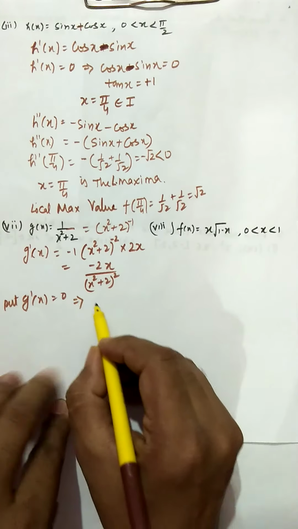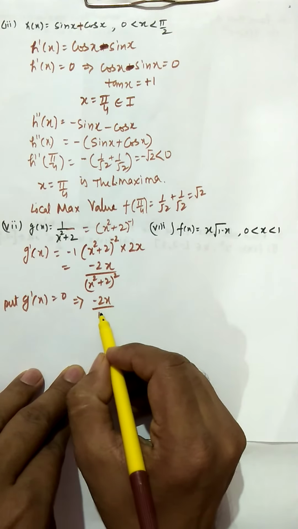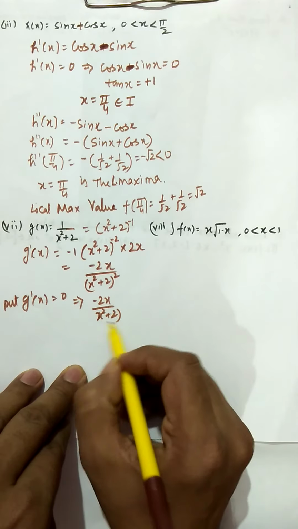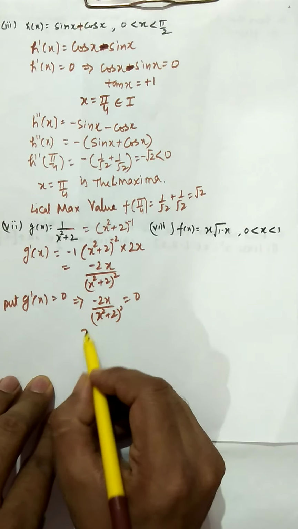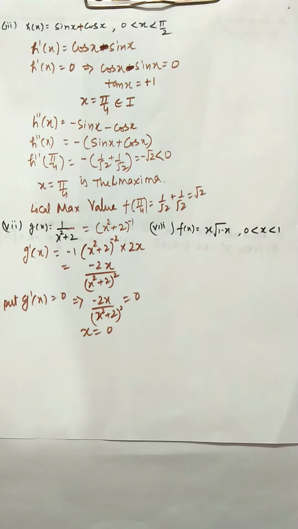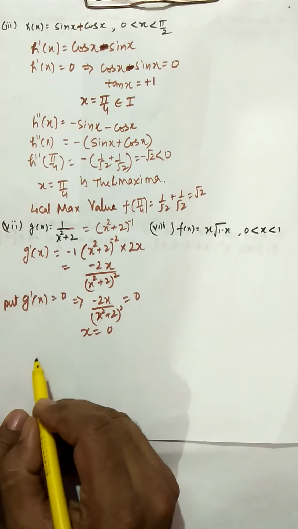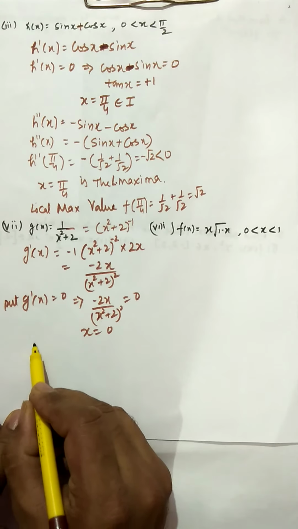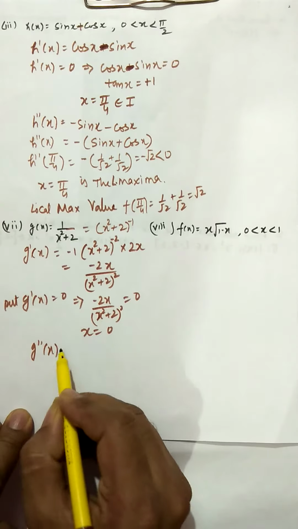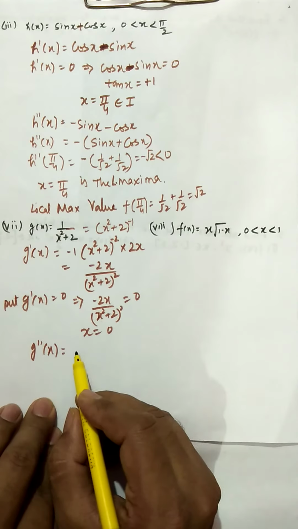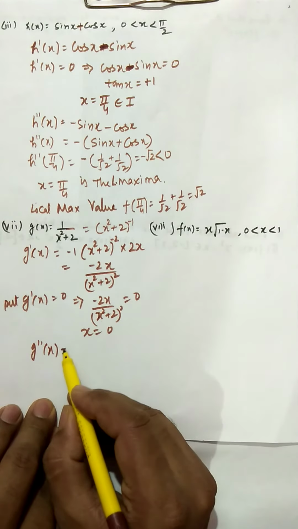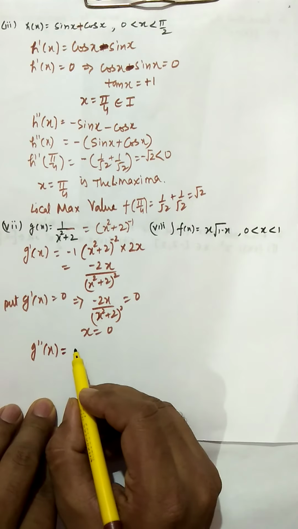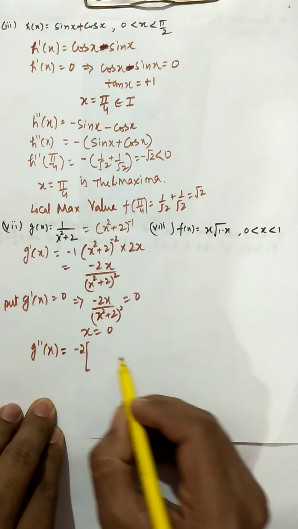So from here you are going to get minus 2x upon x square plus 2 whole square is equal to 0. So x is going to be 0. That x equal to 0 is going to be your local maxima or local minima. We check it. So you find the double derivative g double dash x. You have to apply the quotient rule. So minus 2 you take out and apply this rule.